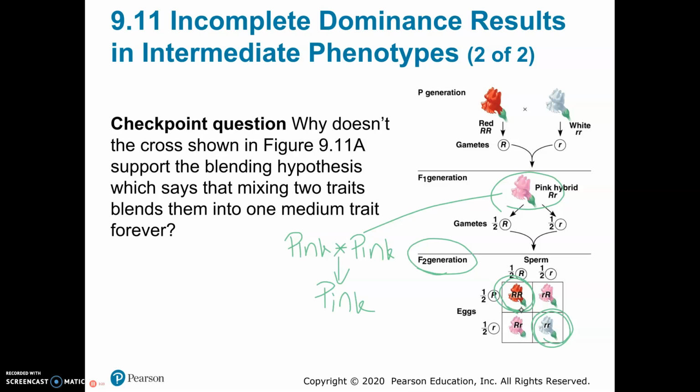We're seeing an in-between in the heterozygous ones, but big R, when it's homozygous, is still going to be red, and little r, when it's homozygous, is still going to be white.